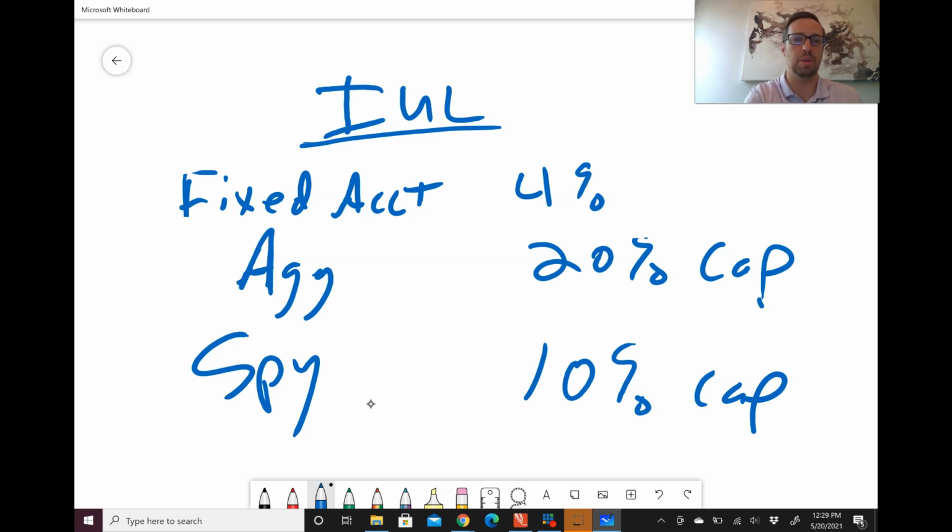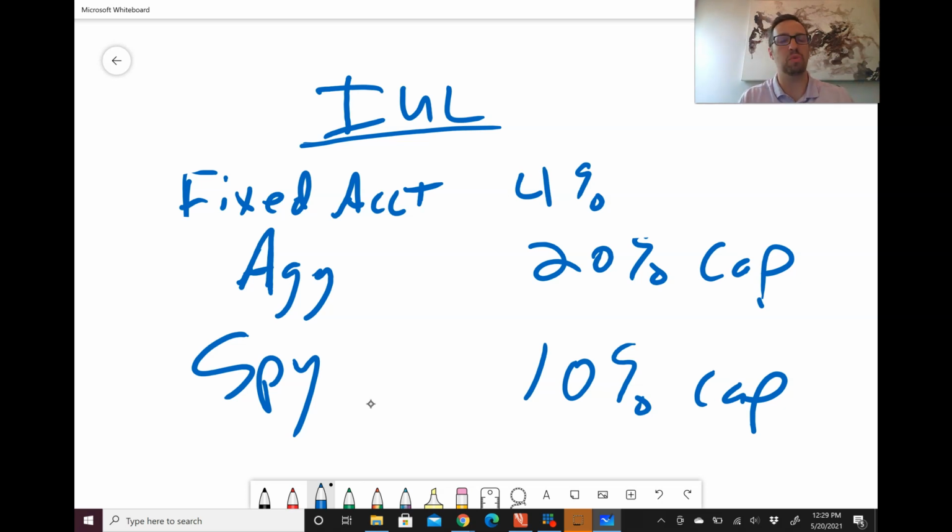We've got AG available for you, and we've got SPY. AG has a 20% cap. SPY has a 10% cap. Now, from here, I'd like to pause because I want to pose a question to you. What do you think the life insurance company wants you to choose? Of these 3 options, which one do they want you to choose?